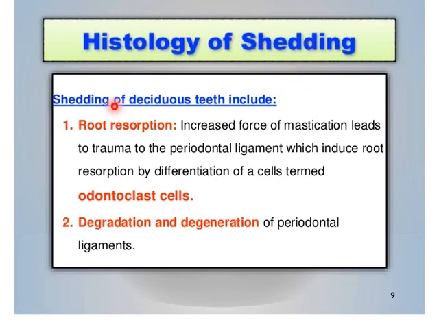Histology of shedding. Shedding of deciduous teeth includes root resorption and degeneration and degradation of the periodontal ligament. In root resorption, increased force of mastication leads to trauma to the periodontal ligament, which induces root resorption by differentiation of cells termed odontoclast cells. Then degeneration and degradation of the periodontal ligament occur.